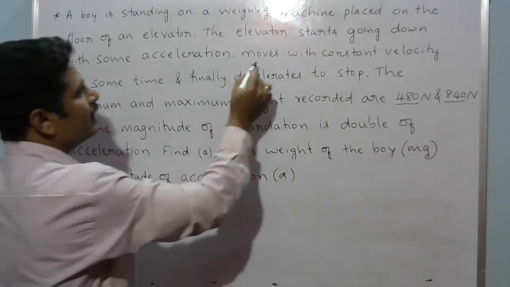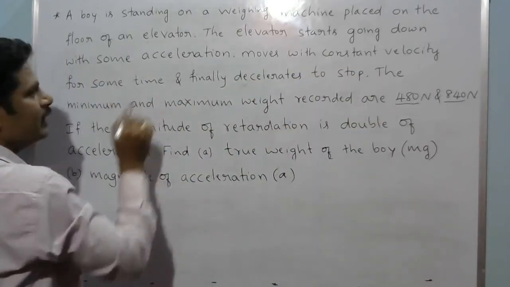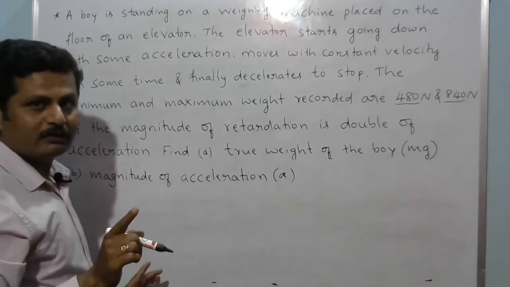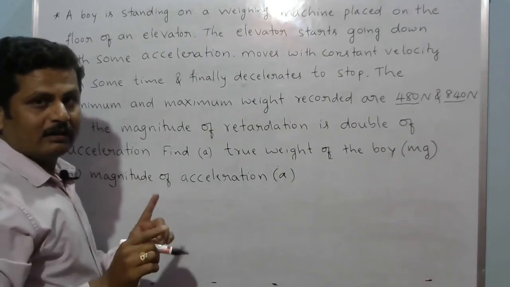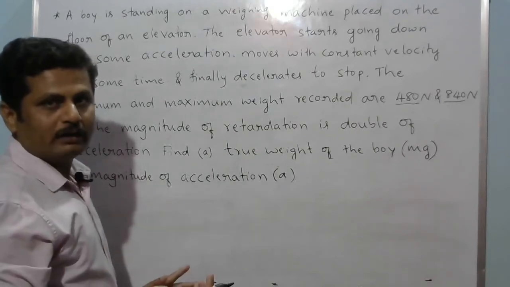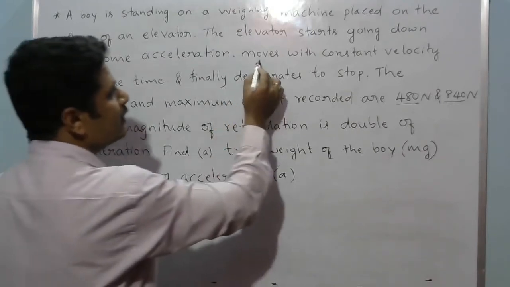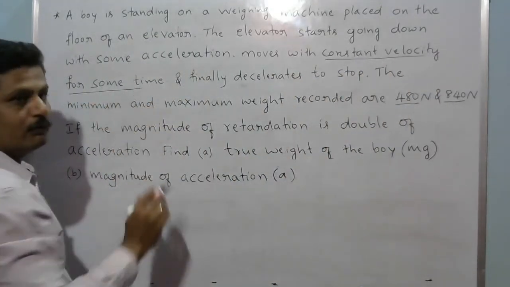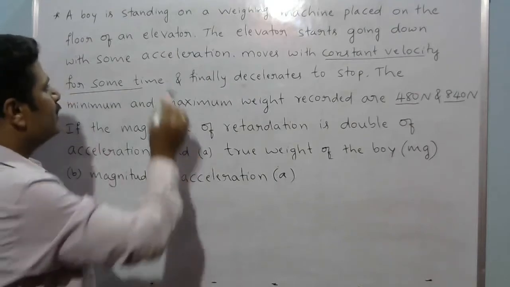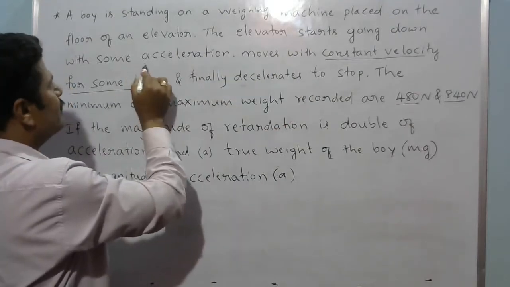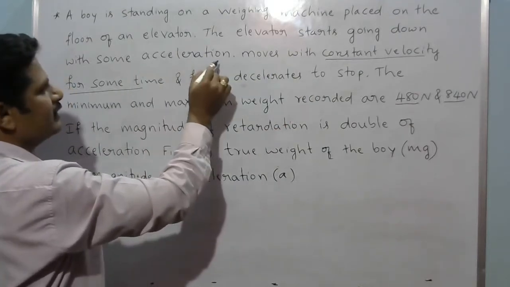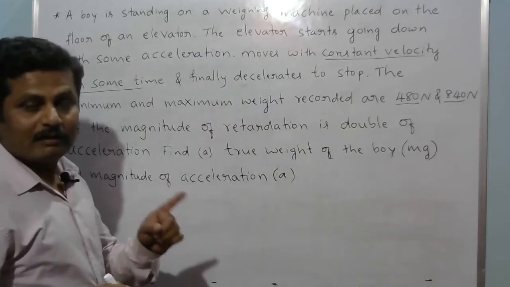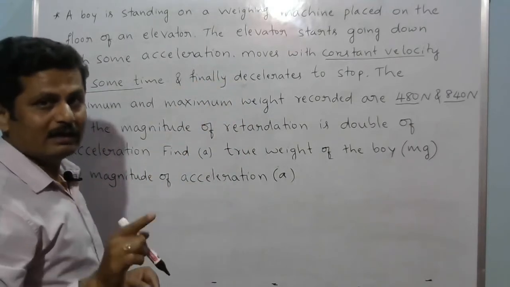Along with that, it moves with constant velocity for some time. Whenever the body moves with constant velocity, as I said, the apparent weight is equal to the true weight. There is no change in the velocity when the body moves with constant velocity. When moving with constant velocity, there is no change in the weight of the body. But when the body moves down with some acceleration, then the weight of the body decreases, as we said.